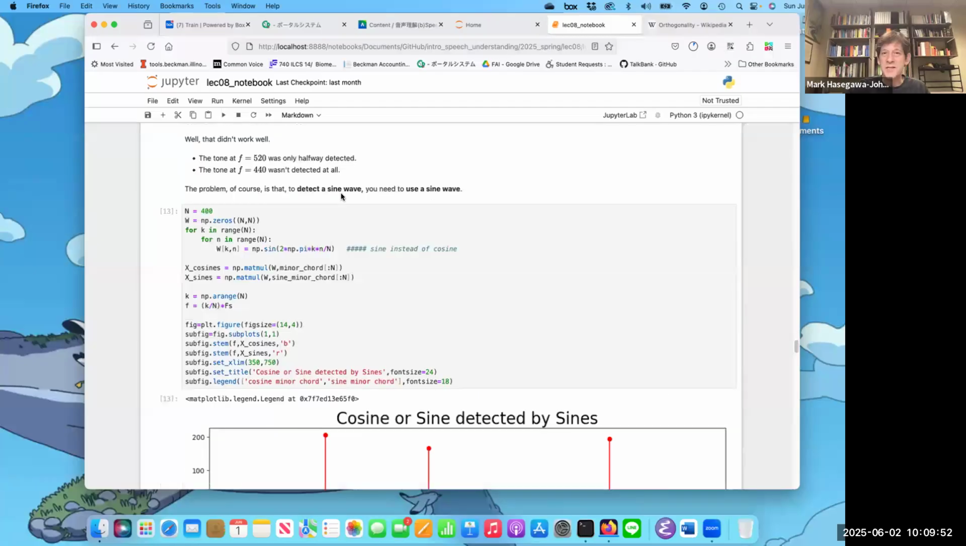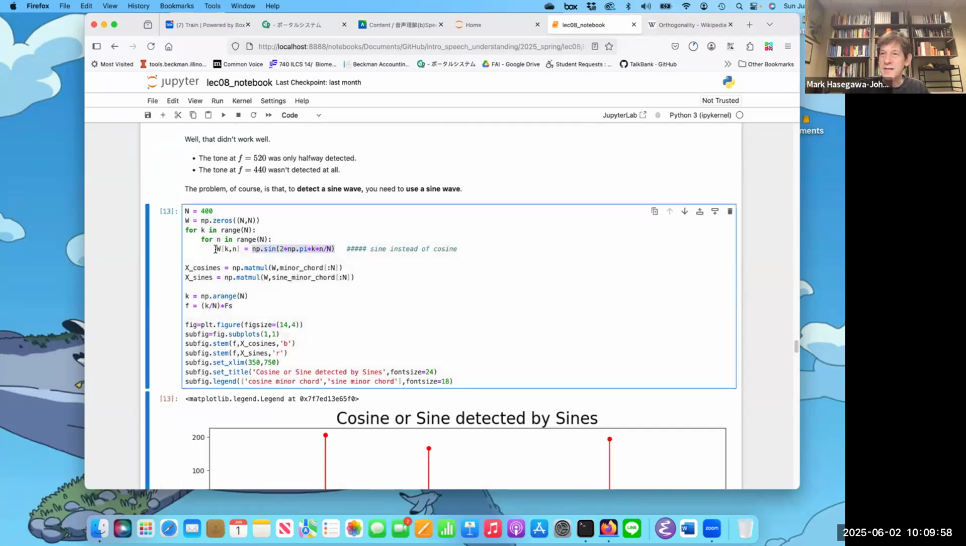The problem is that to detect a sine wave, you need to use a sine wave. And so let's create our W matrix using only sine waves. Let's say that W of k comma n is the sine wave at 2 pi times little k times little n divided by capital N. We'll use sine waves instead of cosines. And what we discover when we do that, can I run this?